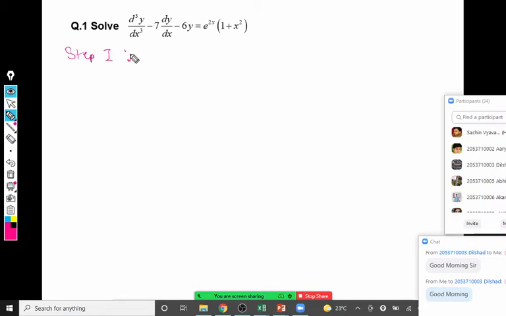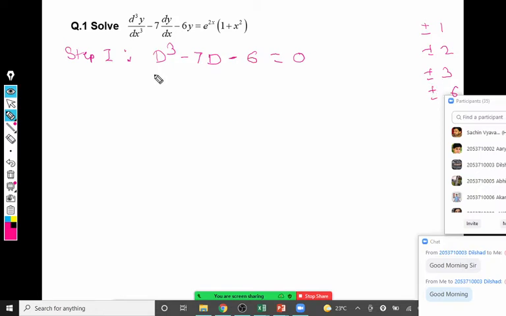What's the auxiliary equation here? D cube minus 7D minus 6 equal to 0. Correct. Now, you should tell me, what are the hit and trials? Which trials will we have here? Either plus or minus 1, plus or minus 2, plus or minus 3, or plus or minus 6, because these are factors of 6. When the constant term has the minus sign, one of the roots will be negative. So you can try with minus 1 also.